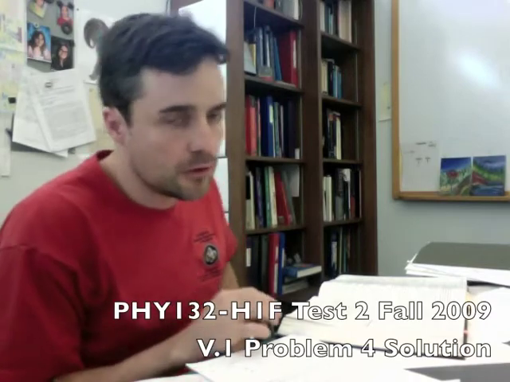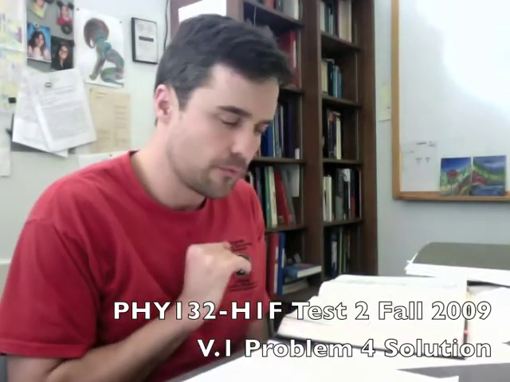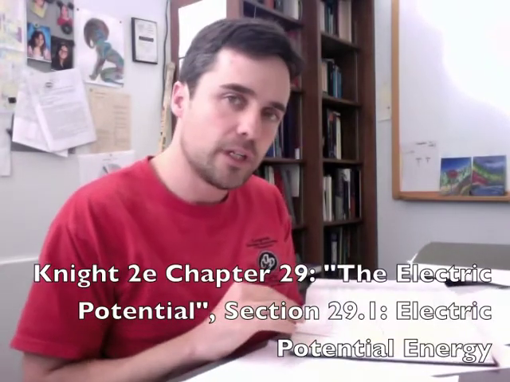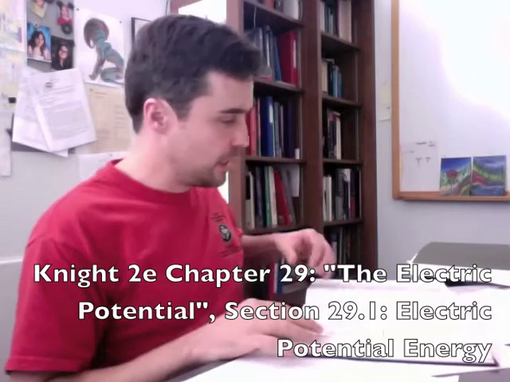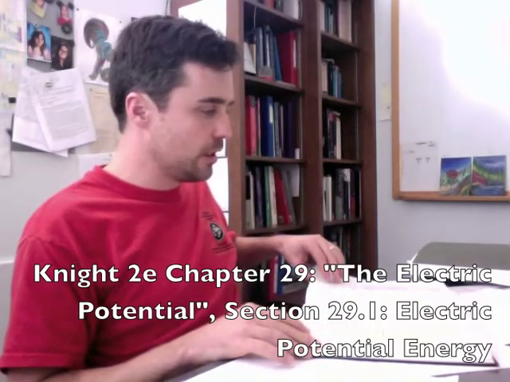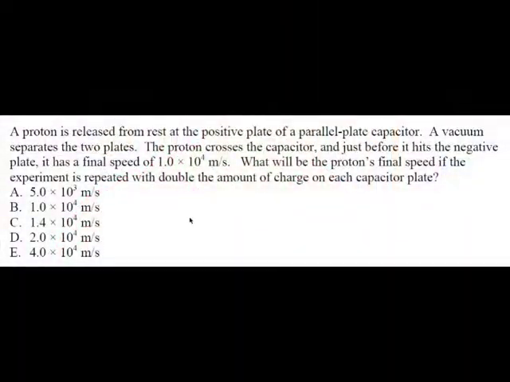I'm going to go over the solution for Physics 132H1F Fall 2009, Test 2, Version 1, Problem 3. This is a question based on Chapter 29 of Knight's Second Edition on the electric potential, and in particular Section 29.1, which is electric potential energy. So first, let's carefully read the question.